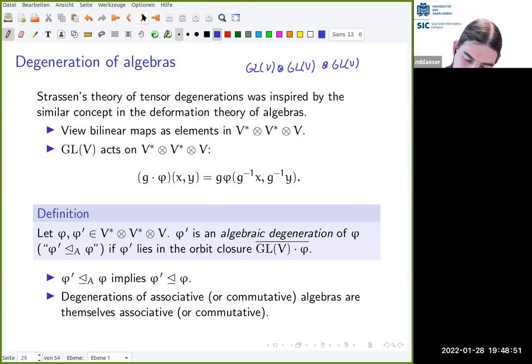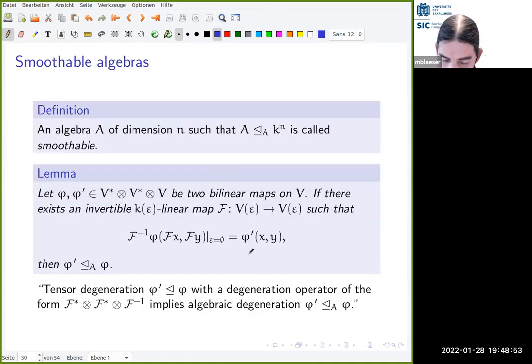And the funny thing is that whenever you have two bilinear maps, and one of them is a degeneration of the other in the tensor sense, it is always a degeneration in the algebra sense. So a tensor degeneration, but you have to use this particular form here. So this implies an algebraic degeneration.